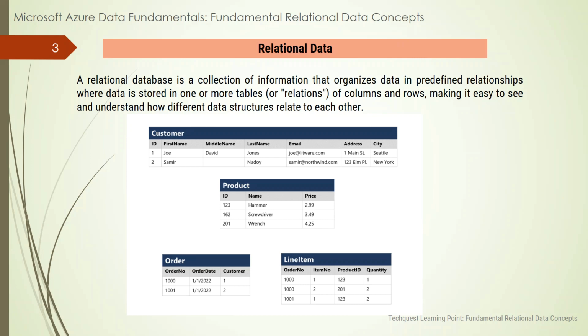A table contains rows, and each row represents a single instance of an entity. In the retail system, each row in the customer table contains the data for a single customer. Each row in the product table defines a single product. Each row in the order table represents an order made by a customer, and each row in the line item table represents a product that was included in an order.